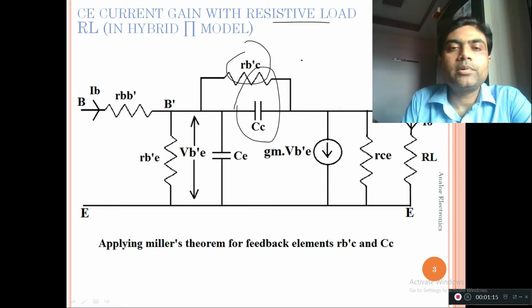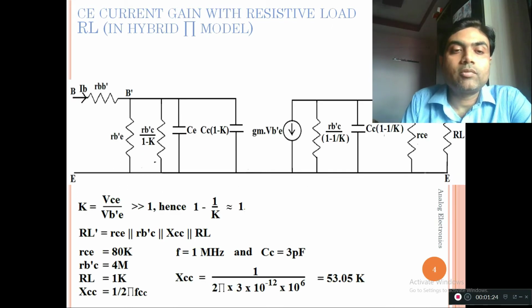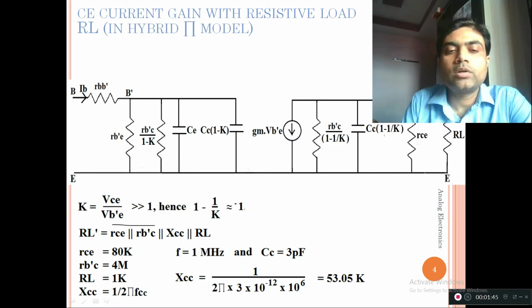RB'C and CC are the feedback elements to which Miller's theorem needs to be applied, and this is the value which comes out here. Again we want to calculate the value of K. K is nothing but output voltage upon input voltage, and it comes out to be greater than 1. Why? Because in the common emitter analysis we always say that the voltage gain is greater than 1. So 1 minus 1 upon K can be written as 1.